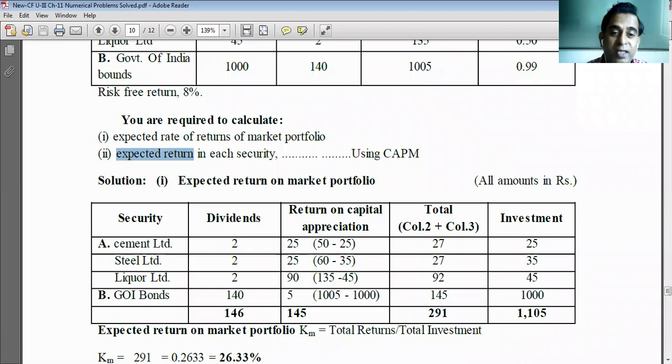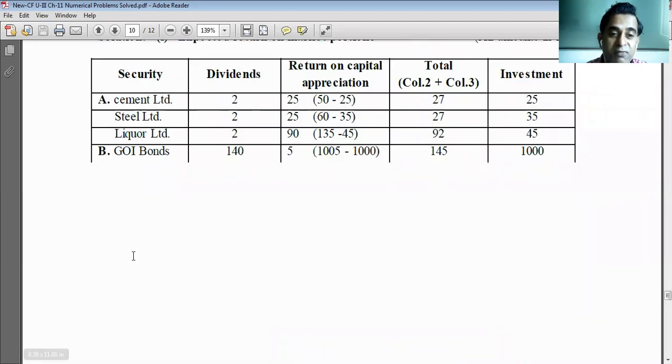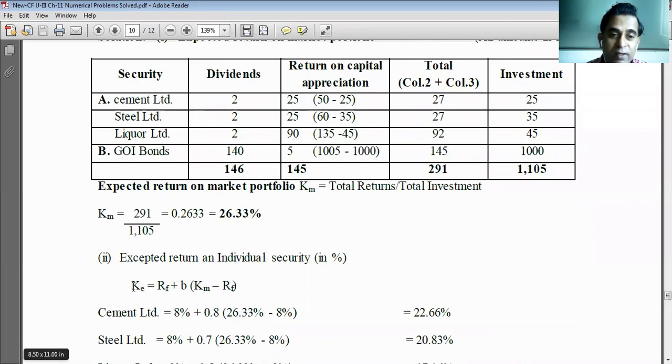Expected return is nothing but the specific cost or cost of equity capital, KE. Remember, cost of equity capital of 22.66% means raising capital from equity sources. If the company invests this amount into a project, it should select a project where the expected return on the project will be more than 22.66%.